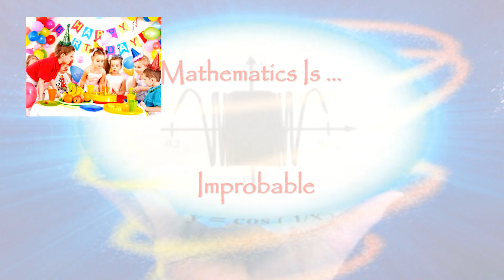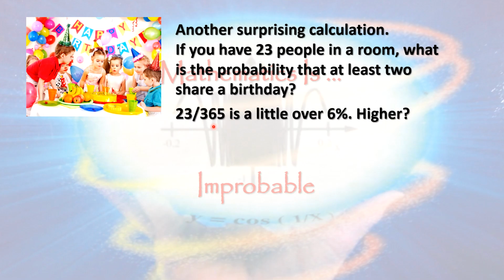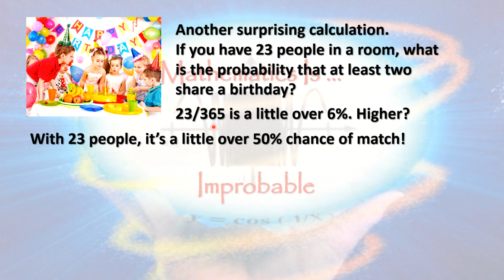Here's another surprising probability problem. Many of the classes I taught had 20 or so students in them. If you have 23 people in a room, what's the probability that at least 2 people have the same birthday? 23 out of 365 is a little over 6%. The answer is much higher than that. This one is popular enough that you may have seen the answer. With 23 people, assuming no twins, it is very close to 50-50 that there is a birthday match. That seems crazy given that there are 365 or 366 possible birthdays.